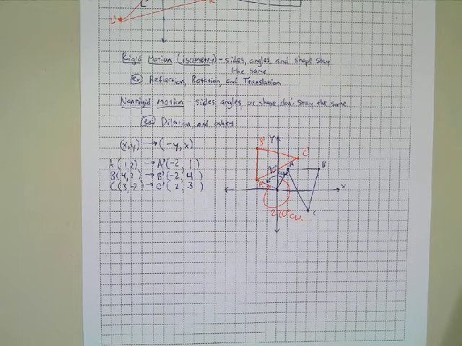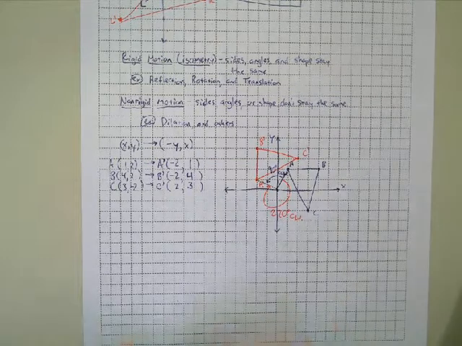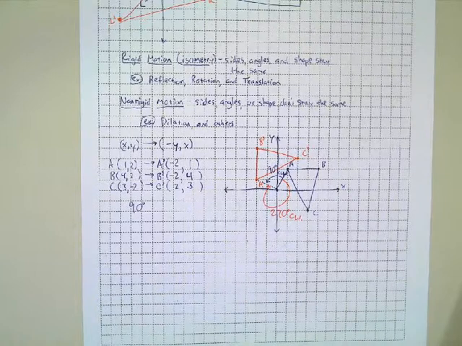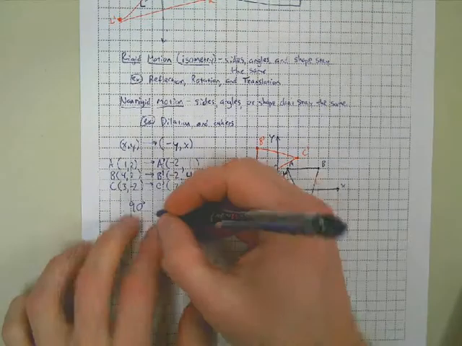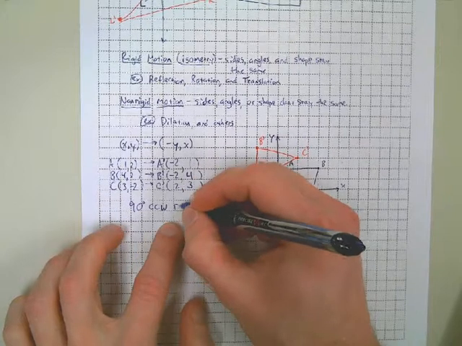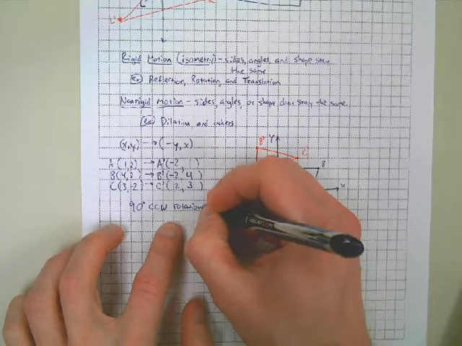So 90-degree counterclockwise, I'm going to abbreviate that CCW rotation. Or if you're in England, they don't say counterclockwise, they say anti-clockwise. So anyway, 90-degree counterclockwise rotation. All right, anyway, there you go.